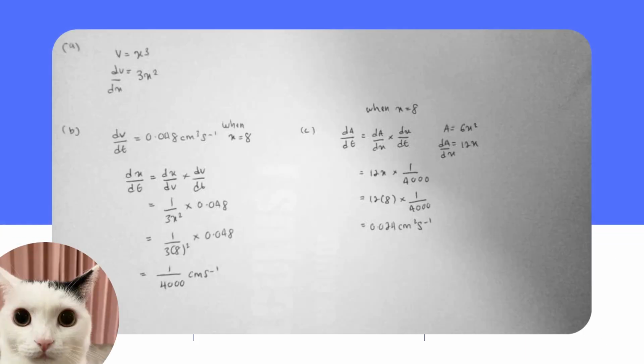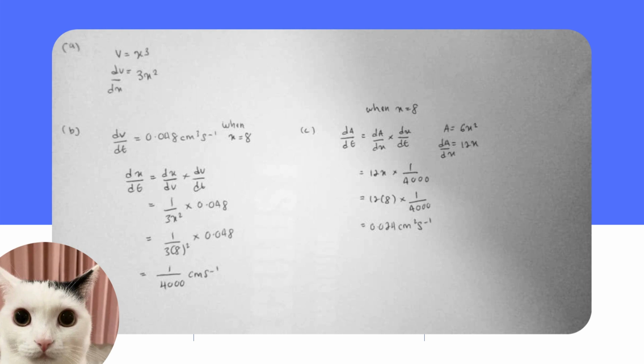Question 1 is how to solve the problem. Show that a metal cube is expanding uniformly as it is heated, at time t seconds. The length of each edge of the cube is x cm and the volume of the cube is V cm cubed. The first part is to show that dV/dx equals 3x squared.